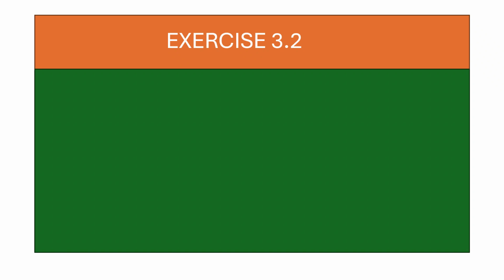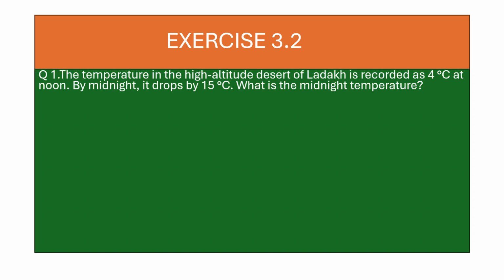Next is our exercise 3.2. Let's understand these questions. The temperature in the high altitude desert of Ladakh is recorded as 4 degrees Celsius at noon. By midnight, it drops by 15 degrees Celsius. So what is the midnight temperature?